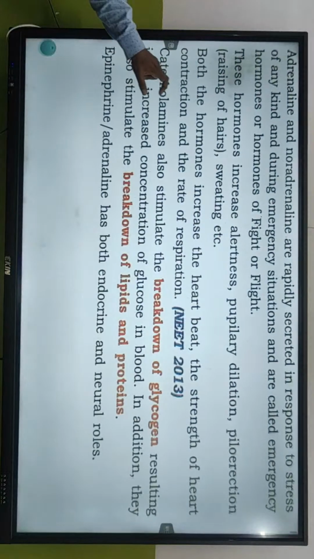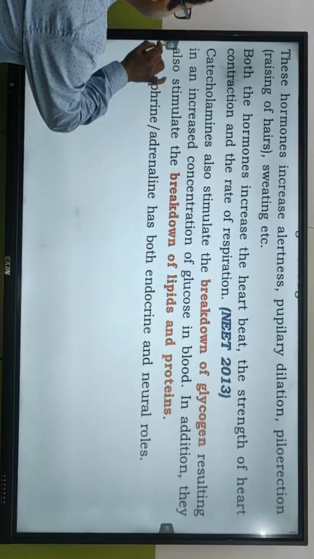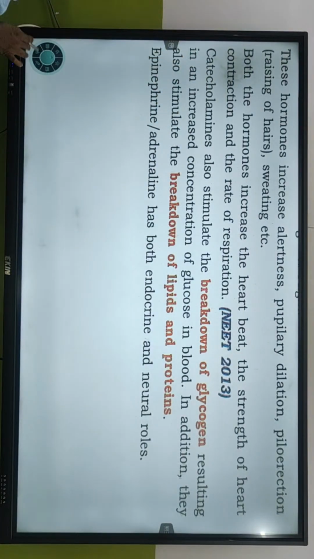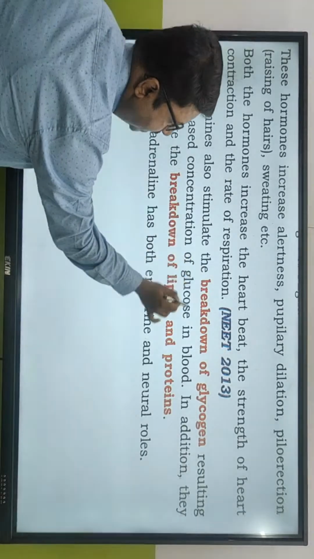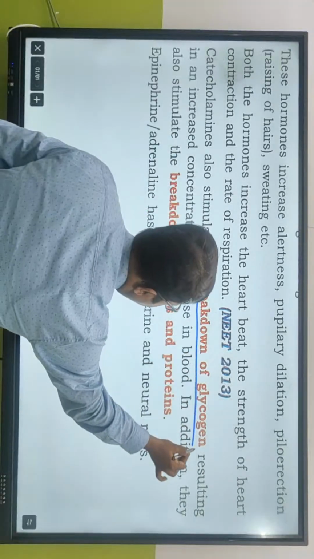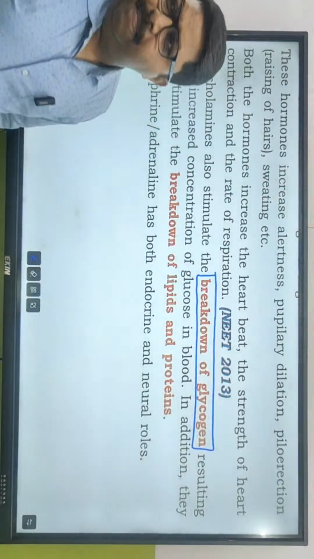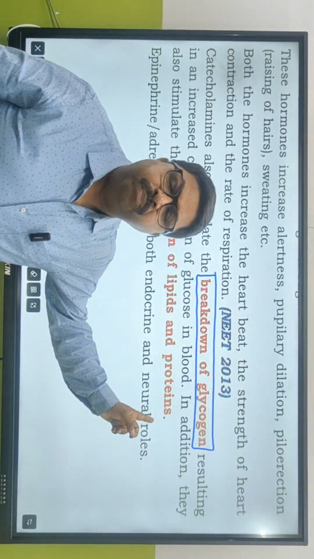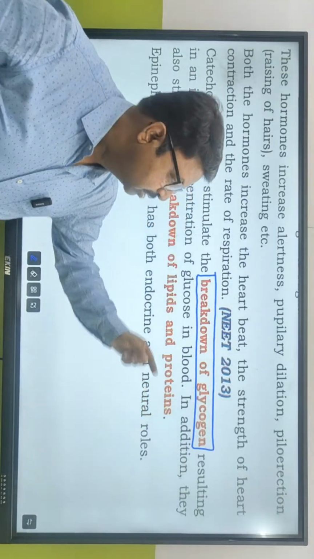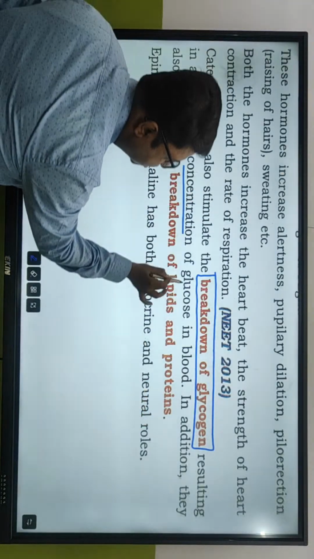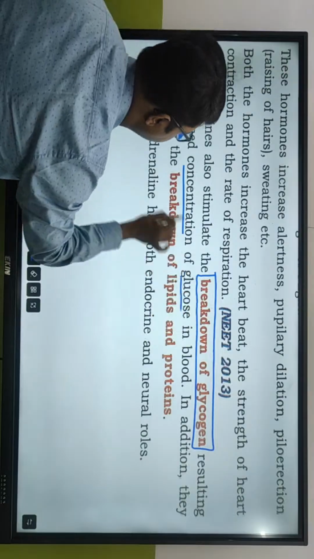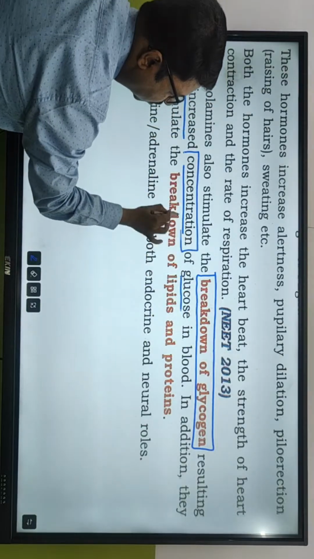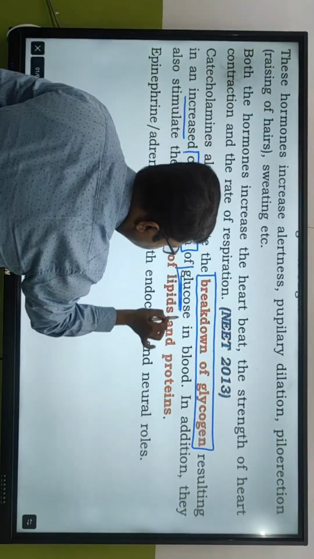Catecholamines also stimulate the breakdown of glycogen. So what are catecholamines? They are the agents which can stimulate the breakdown of glycogen. So what will we get from breaking down glycogen? Energy, and that's why they are called sugar metabolism. Remember, we have talked about that. They help in sugar metabolism, resulting in an increased concentration of glucose. So breaking down glycogen gives glucose in the blood.